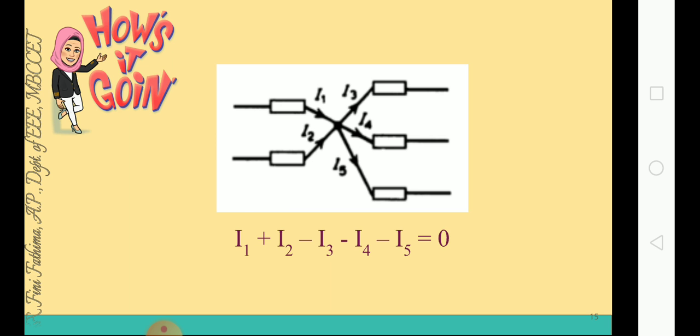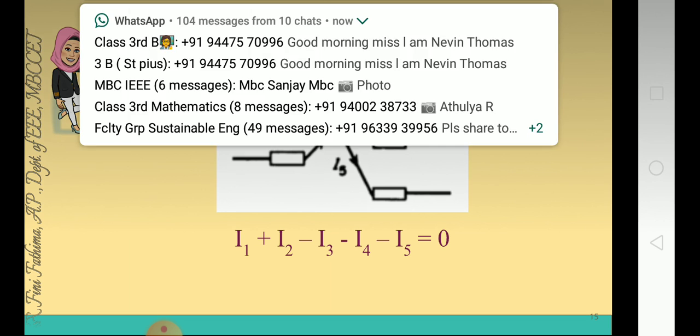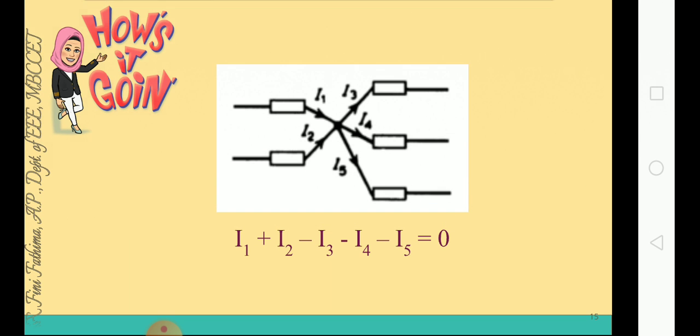it as negative. So what we will do: I1 is entering the junction, so I1 will be positive. I2 is entering the junction, so plus I2, and I3 is leaving, so we have to give minus, so minus I3, and I4 current is also leaving, so minus I4. I5 current is also leaving, so minus I5 is equal to 0.